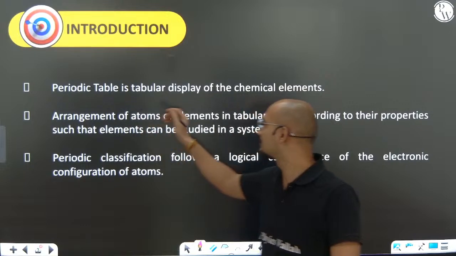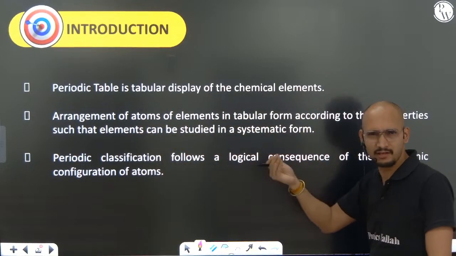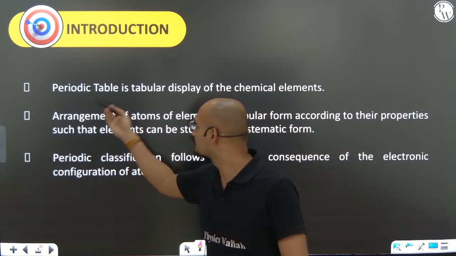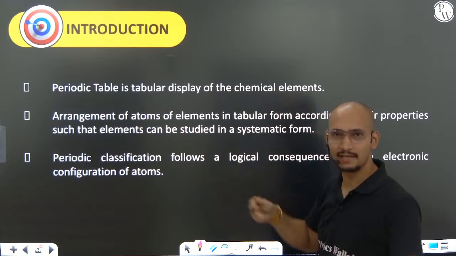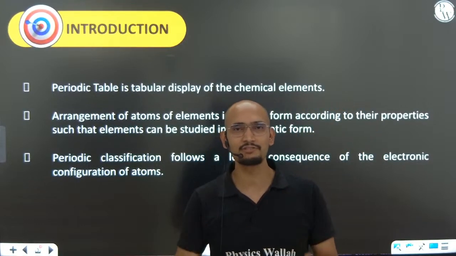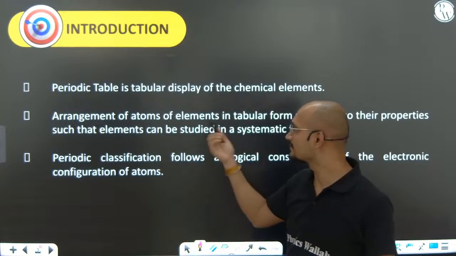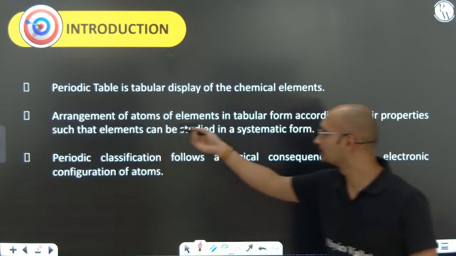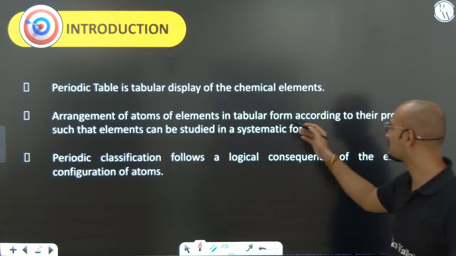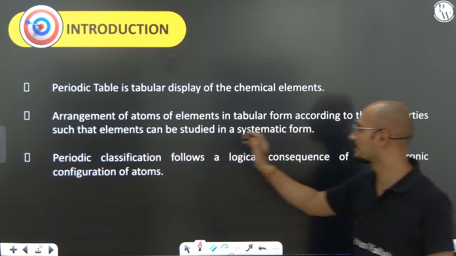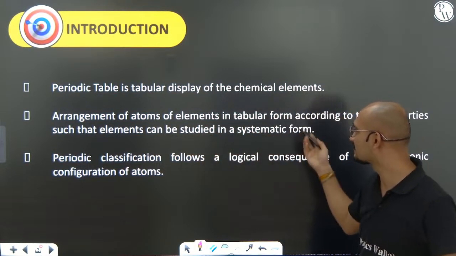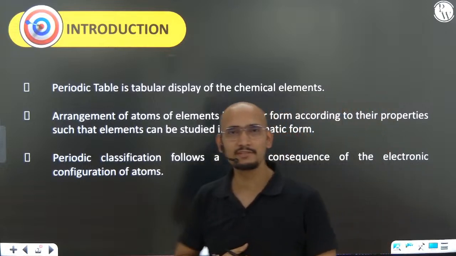Now, the periodic table is a tabular display of the chemical elements. I hope everyone knows that. It is the arrangement of the atoms of elements in tabular form according to their properties, such that elements can be studied in a systematic form. What was the need of this?